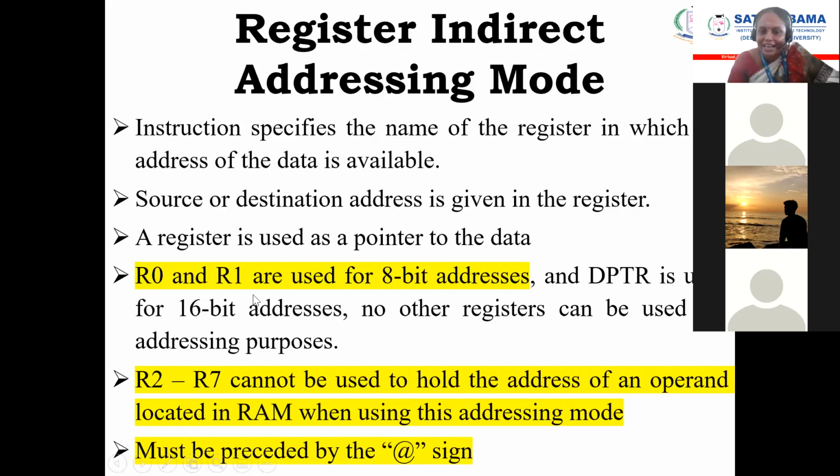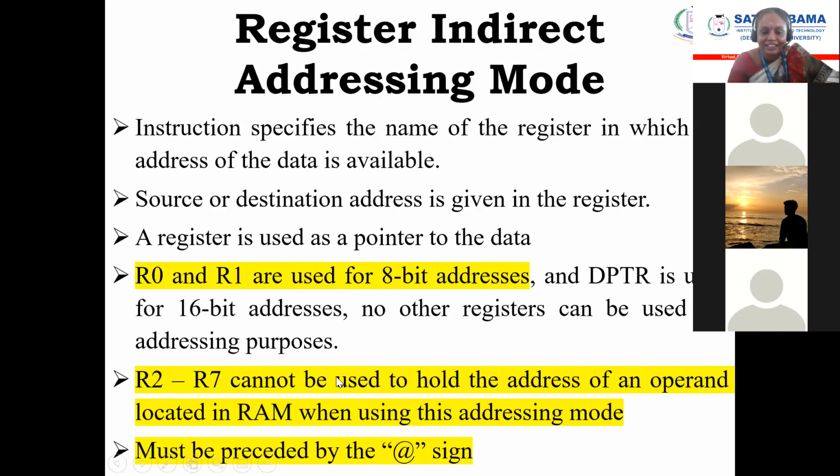And a register is used as a pointer to the data. So I can use what? R0 to R1 for what? 8-bit address. So if I want to move a 16-bit address, obviously I have to use which register? DPTR. So DPTR will hold the 16-bit address and R0 to R7 will hold the 8-bit address.